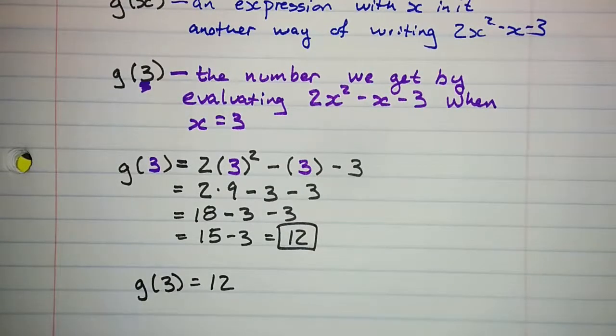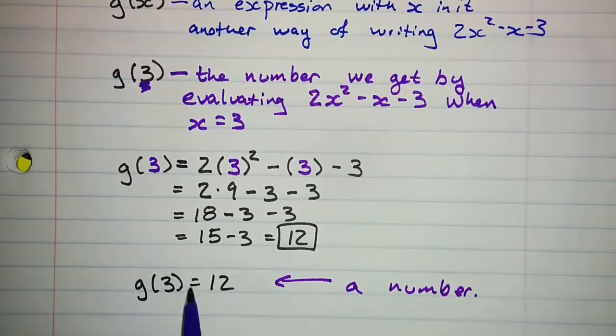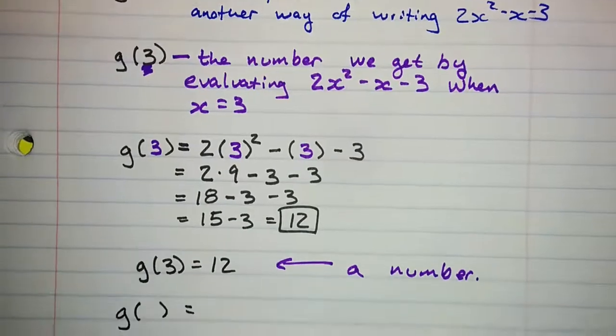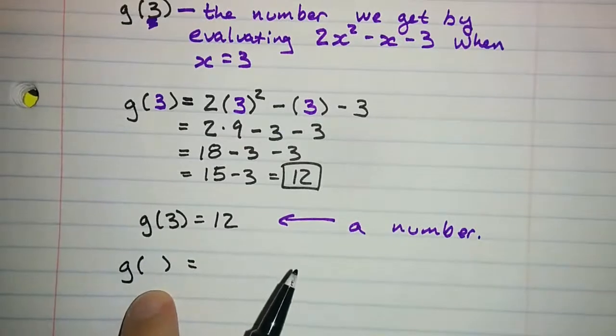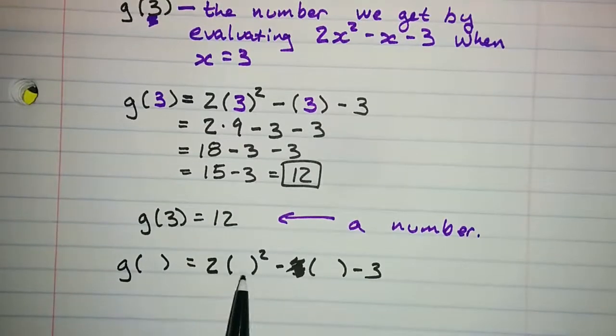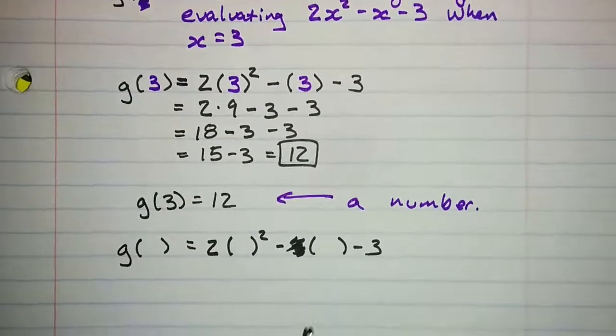Again, g of 3, this is a number. Right? It's a single fixed number. It doesn't depend on variables. When I plug a number into a function, I get a number out. I could do this with any number. Whatever number I put in the parentheses, I will take 2 times that number squared minus that number minus 3.